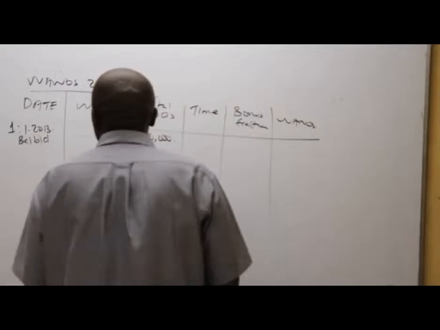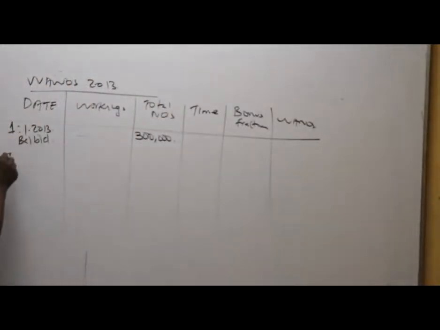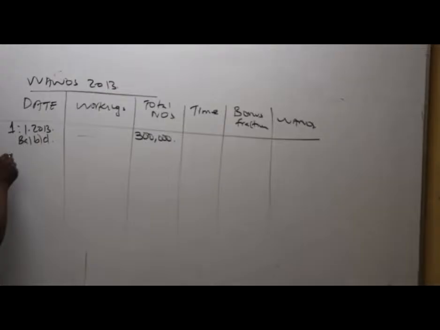Let us come here. What date did they say? What date did they say the rights issue was? What date? Please talk to me. 1st of April 2013. There was a rights issue. And what was the rights issue? How many for how many?